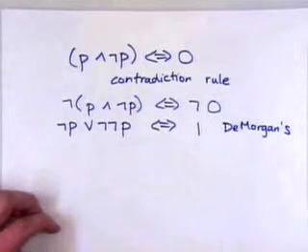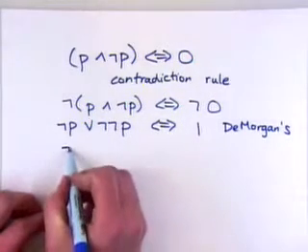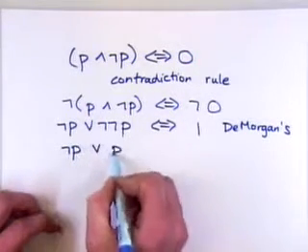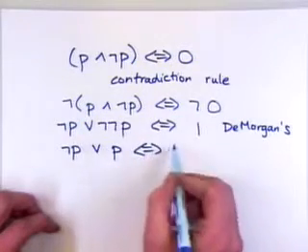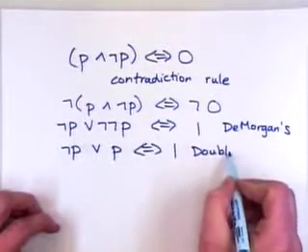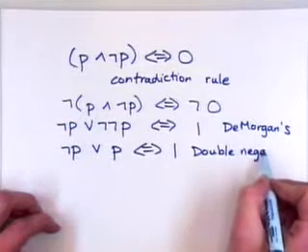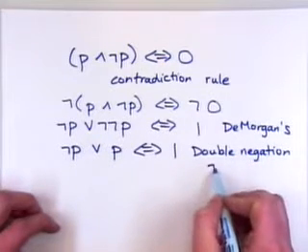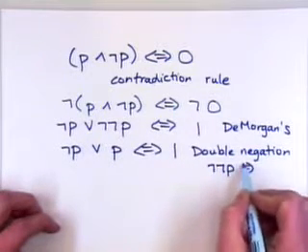Not not P is P, right? Right. Not not P is P, and that's another rule that I didn't mention the name of. Double negative. It's called double negation. So not P or P is logically equivalent to 1. I can just copy the rest, and that was by the double negation rule, which says that not not P is logically equivalent to P.